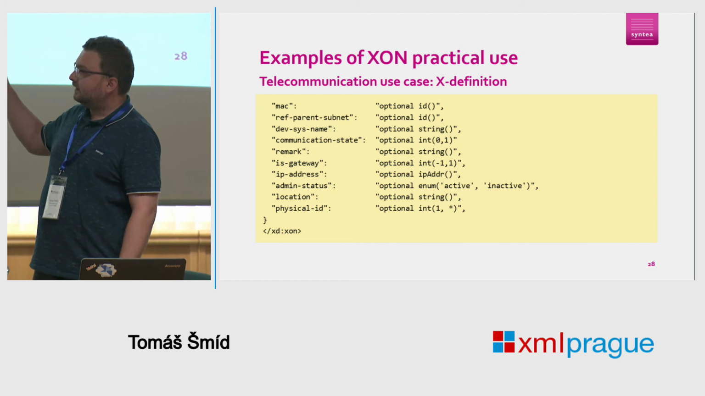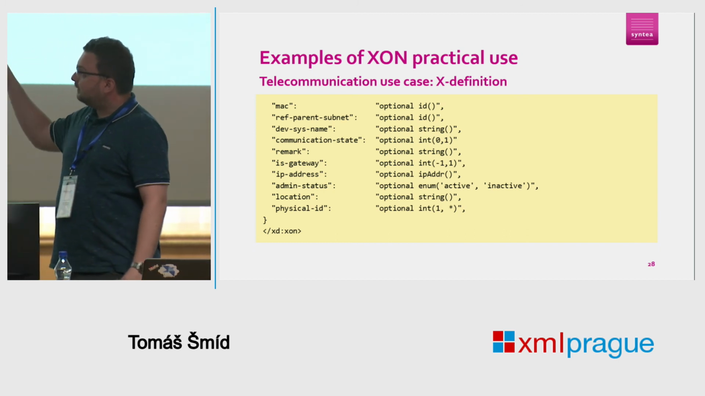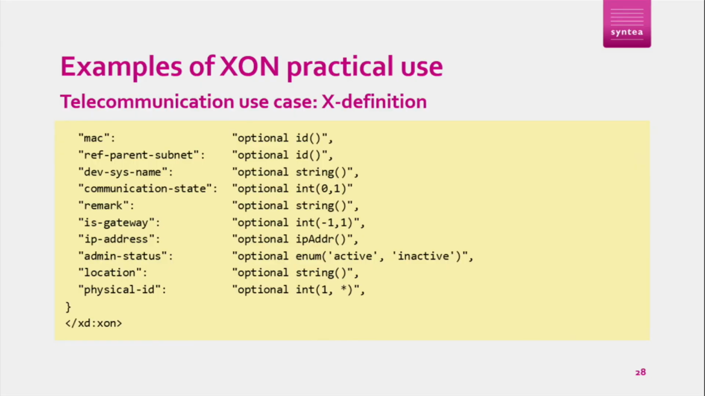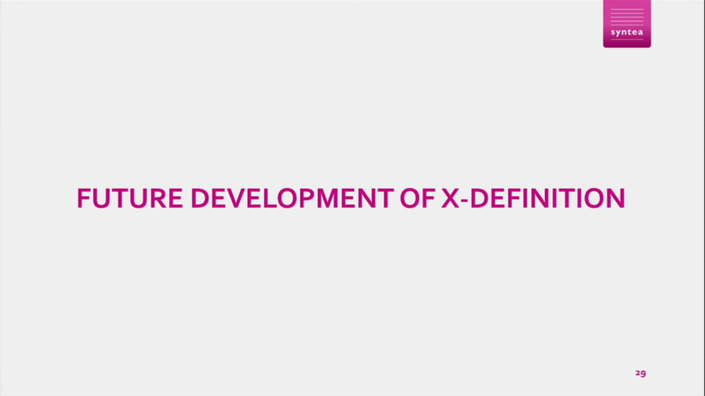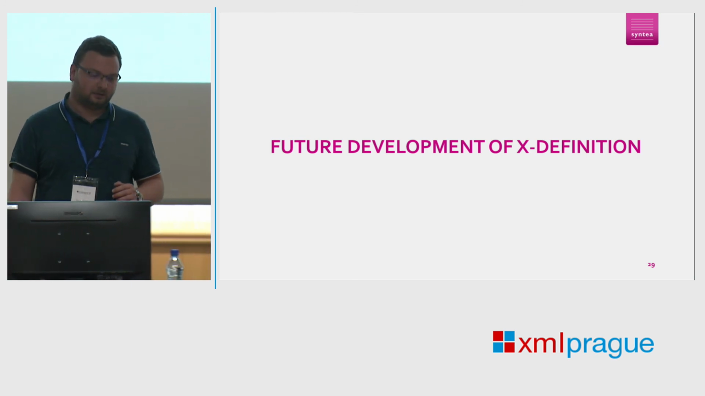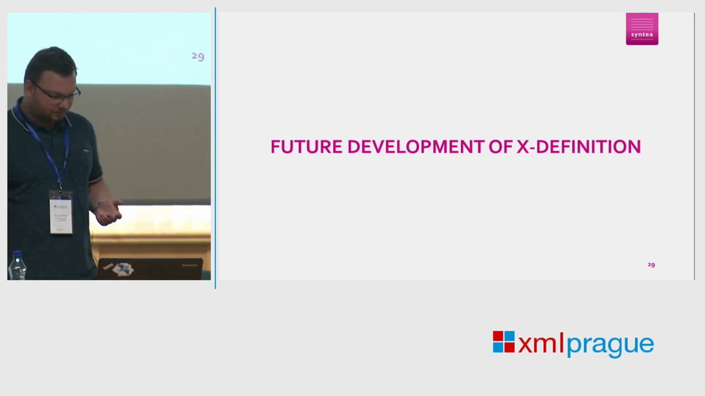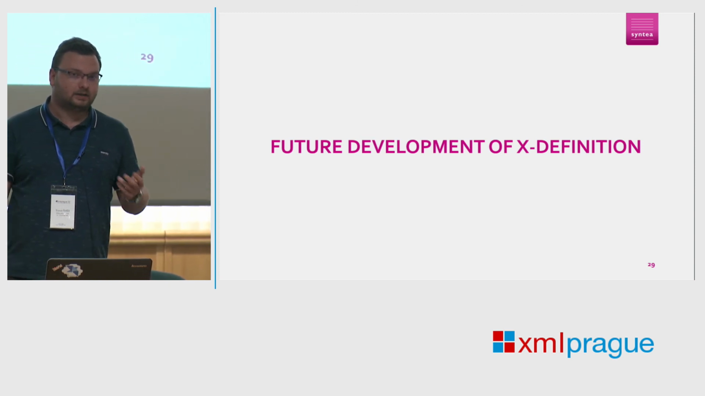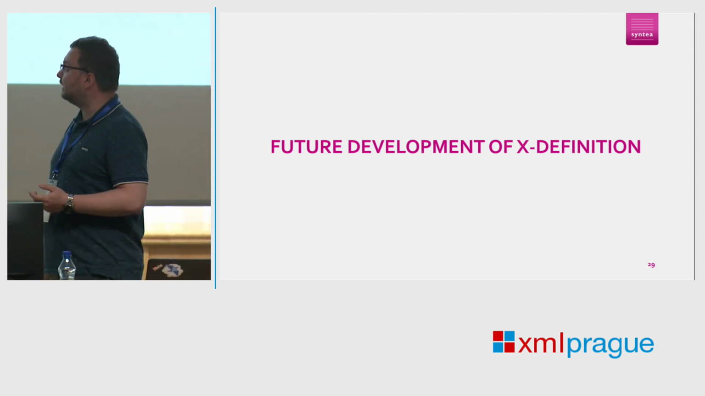If we use this X definition with the rest of the X definition technology stack, we can process the data in a streaming way, and it's free. So that's the real case user scenario, how we can use X definition for cases where we need to process JSON instead of XML data.